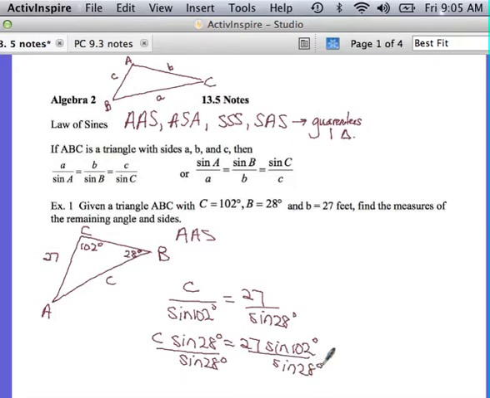Check your mode. My angles are in degrees, so I want to be in degree mode. So on your calculator, you can take 27 times sine 102 degrees divided by sine 28 degrees. I rounded to one decimal place. Please circle or box all the information that you're finding. I got 56.3. If there are units given, make sure your answers include units.